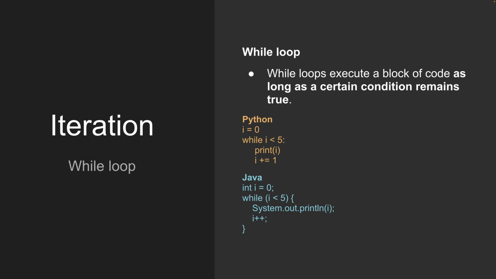So while I is less than 5, print I, and then add 1 to your I. And that's what's occurring here in Python and in Java. So I start at 0. I want to go up until I'm going to go 0, 1, 2, 3, 4. I'm no longer less than 5. Go through that, right? So print those values, add 1. Both of those are functionally the same.